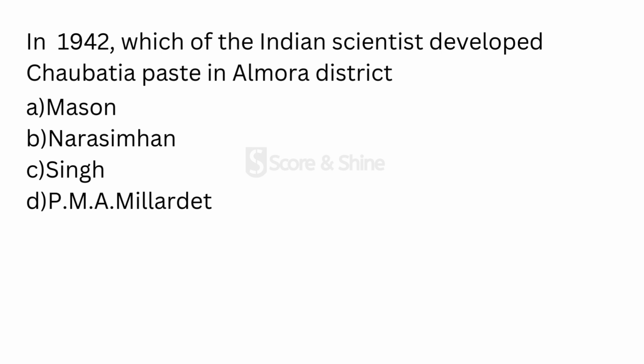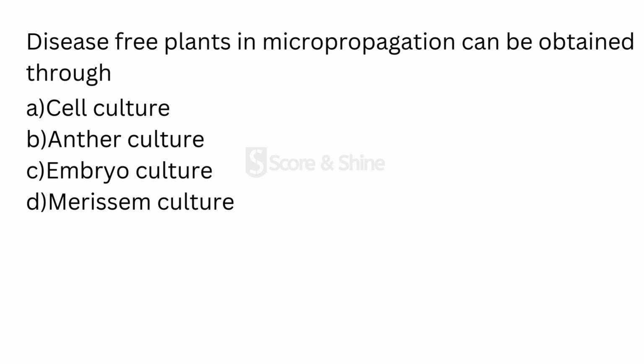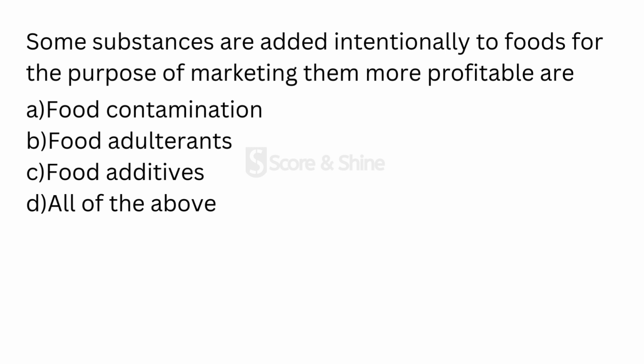And next, in 1942, which of the following Indian scientists developed Chaubatia paste in Almora district? So the answer is Singh, and here Chaubatia paste is a fungicide. And next, disease-free plants in micropropagation can be obtained through. The answer is meristem culture. So meristem culture is a type of tissue culture technique.